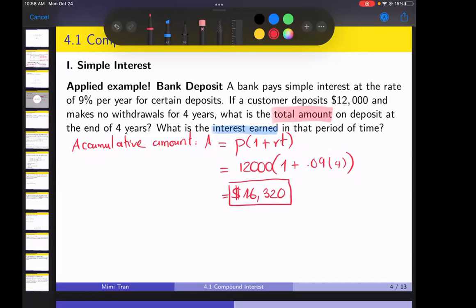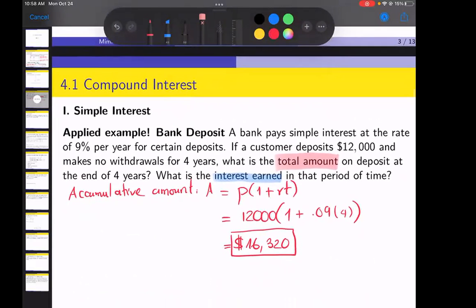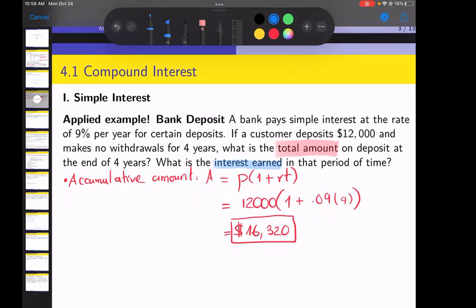No, not done yet. Still in simple interest. Right here, I always put the objective on top of my content. One more. All right, how much did the customer make? How much did he or she earn? Yeah, you subtract, right? You take the total, subtract the initial amount, $4,320. Or you can use a formula, right? But let's use the formula because we might as well practice it.